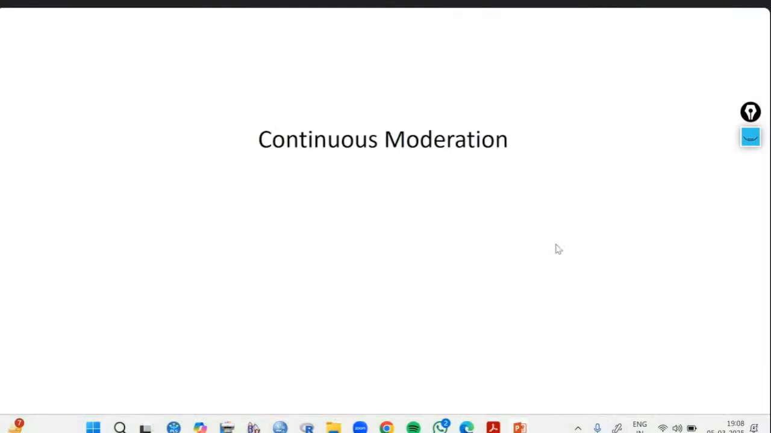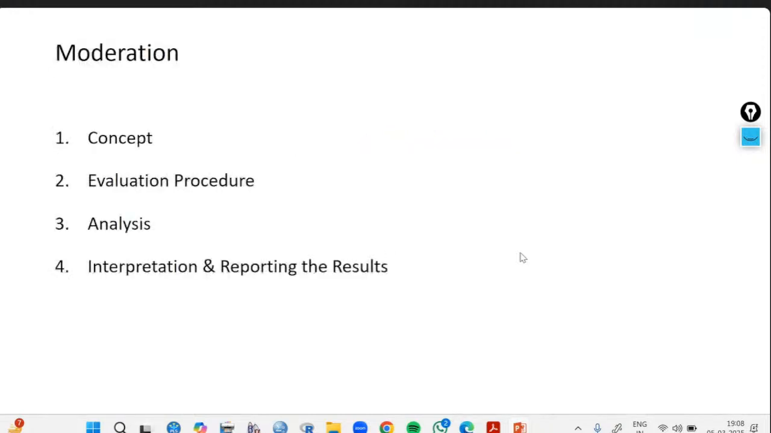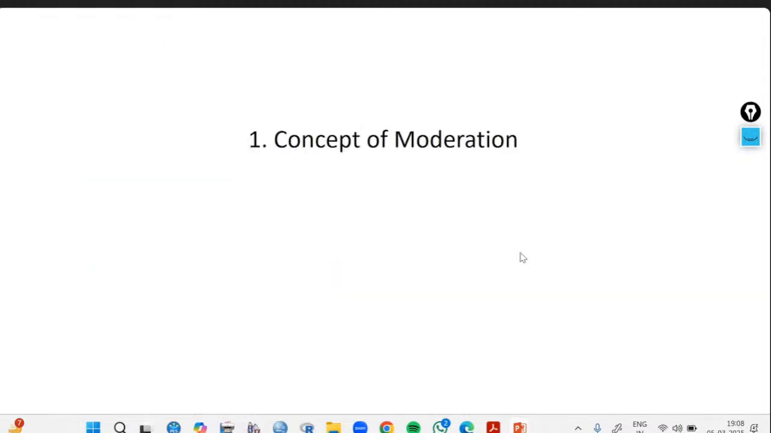Now you can see the continuous moderation. So in a moderation, basically the interaction effect will decide whether the moderating variable is working or not. So what is interaction? We will understand this now. We have divided this into 4 parts. Concept of moderation.